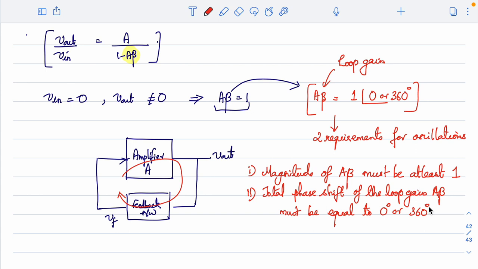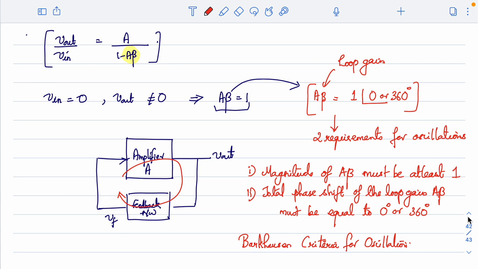The meaning is, it is not like we have to always connect it back to the plus input terminal. That is not the meaning. The meaning is, when you travel in the complete loop from input to output and back, the total phase shift provided should be equal to 0 or 360 degrees, so that oscillations can grow. These two conditions together, we call the Barkhausen criterion for oscillations.